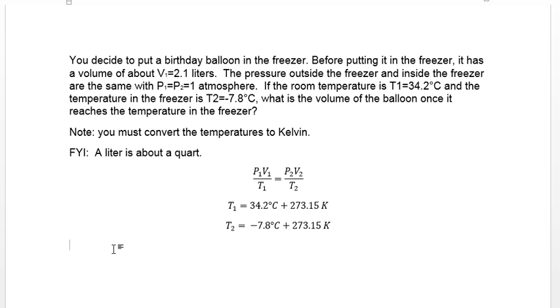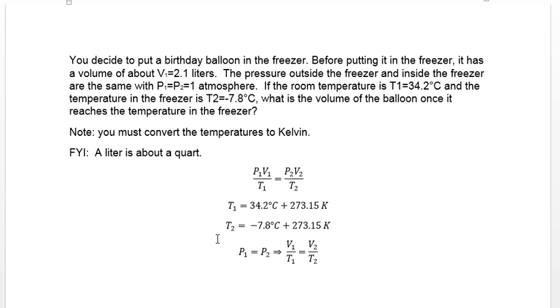And what else do we have? We have P1 equals P2, which means I can simplify the equation as just V1 over T1 equals V2 over T2, right? So now I've simplified it. V1 over T1 is V2 over T2, and what it's asking me for is V2.